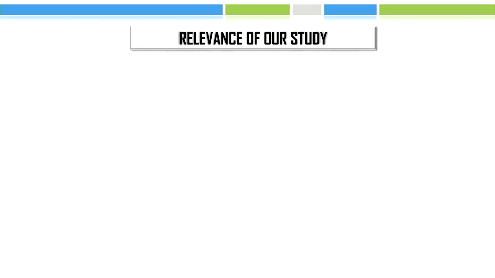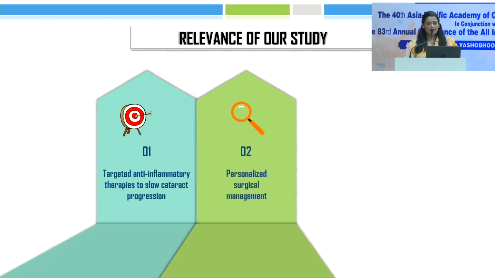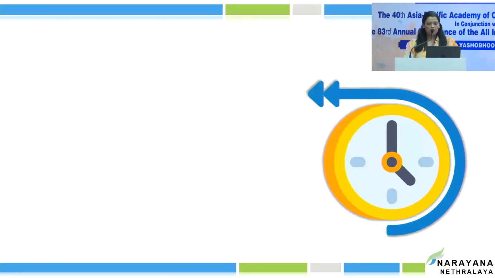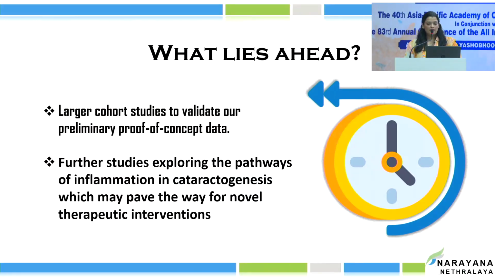Identifying specific immune signatures in different types of cataract may enable targeted anti-inflammatory therapies to slow cataract progression, personalize surgical management to minimize postoperative complications, and provide better prognostic tools for assessing the risk of post-surgical inflammatory responses. Finally, a larger cohort study to validate our proof of concept data, and further studies exploring the mechanistic pathways of inflammation in cataractogenesis, which may pave the way for novel therapeutic interventions that ultimately improve patient outcomes in cataract surgery, are required.